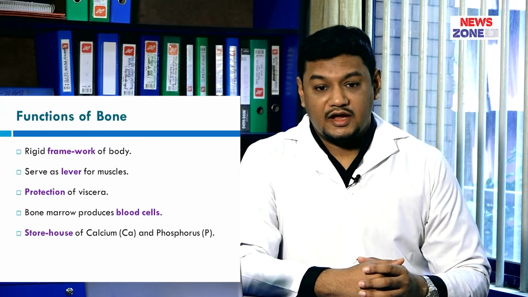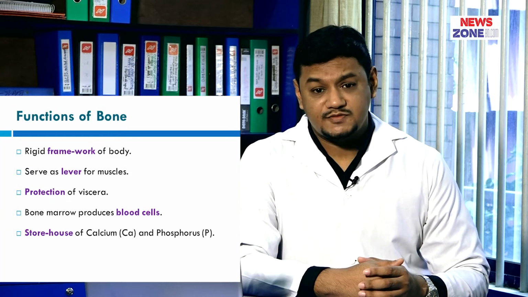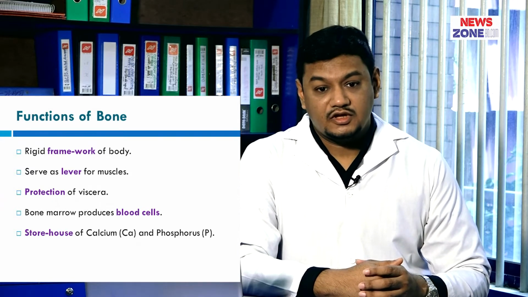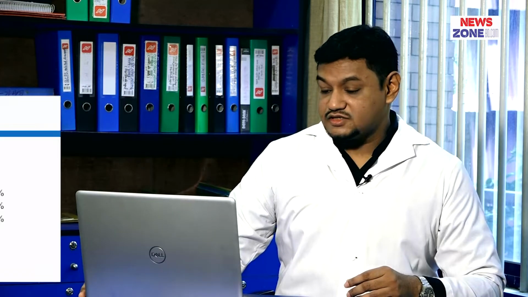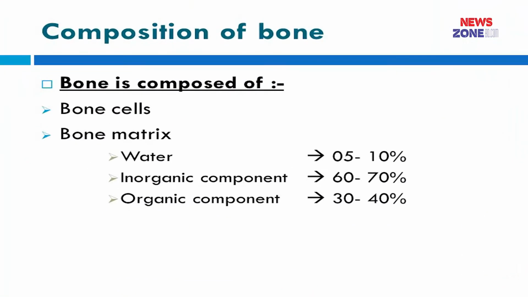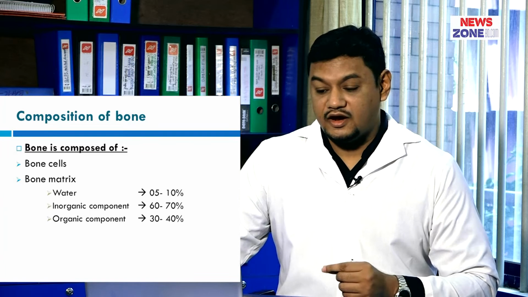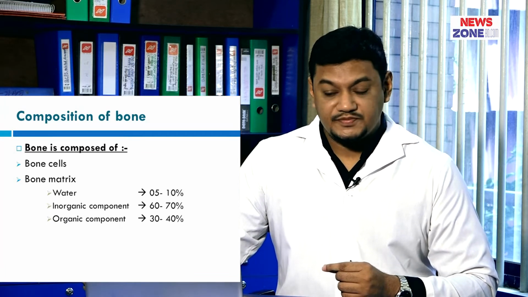As you know, calcium is also responsible for the blood clotting, it is responsible for the muscle contraction, and it is also responsible for the nerve propagations. Now, in the next slide, we will see the composition of the bones. We know that bone is a hard form of connective tissue, but interestingly, in a living bone, there are certain kind of things. Let's see what are the structures.